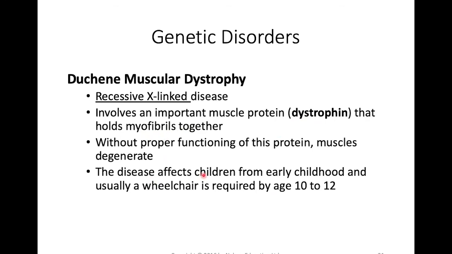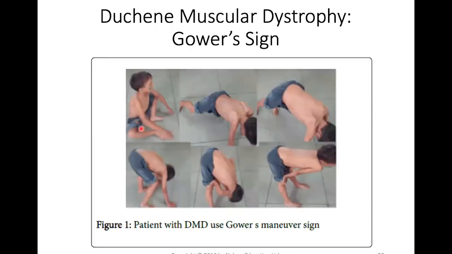Now, this disease affects children early on in development because the muscles end up atrophying and the child doesn't have adequate muscle tone to be able to develop adequately to move around. And Gower's maneuver sign is something that is typically looked for in developing children. Here you can see what's happening is this boy is having to leverage his own body to be able to get himself to stand up from a seated position.